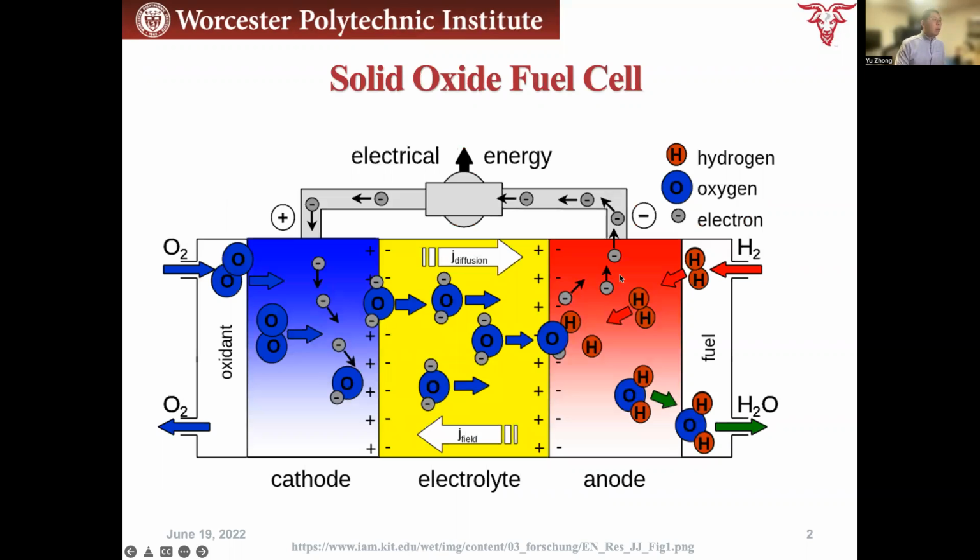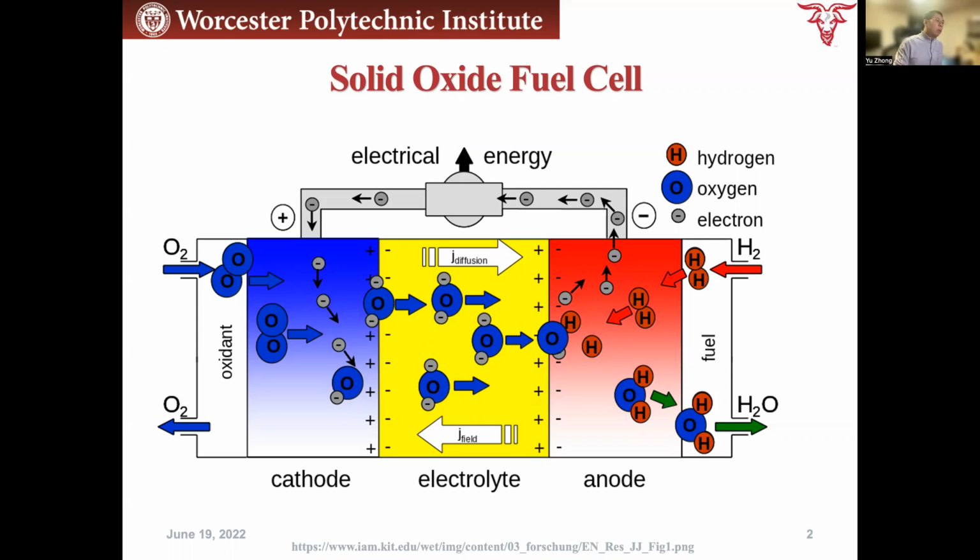So here I want to give a very brief introduction of a solid oxide cell. Essentially, we will have cathode, electrolyte, and anode. On the cathode side, we have oxygen from air that will move through the electrolyte and meet hydrogen, the fuel, on the anode side. And with this, we will generate water. Meanwhile, we will generate electrical energy, that's electricity. So that's the basic principle of a solid oxide fuel cell.